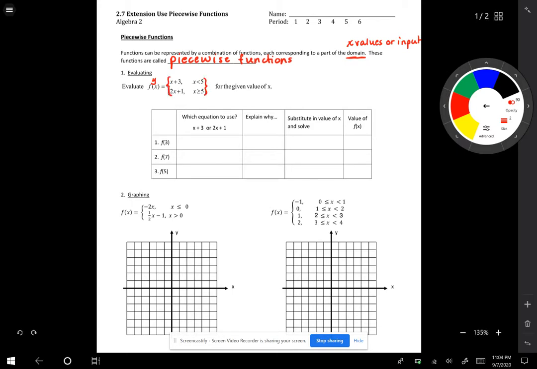So what do we make of that? Well, we use the portion. So there's two linear equations there. There's x plus 3 or there's 2x plus 1. We use the one that is defined by the domain. So if we look at problems 1, 2, and 3 in our table, we have to choose which equation to use based on the domain. And I'll show you how to do that. So this number in here is your input or your x value.